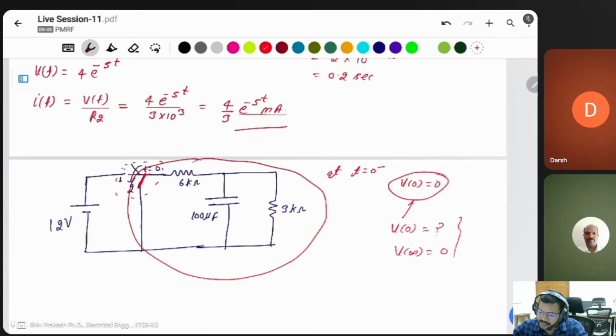If in both cases some voltages or sources are given in the question, then we have to draw a circuit for both t is equal to 0 minus and t is equal to infinity. Then we find the initial voltage and final voltage, and then apply the formula.